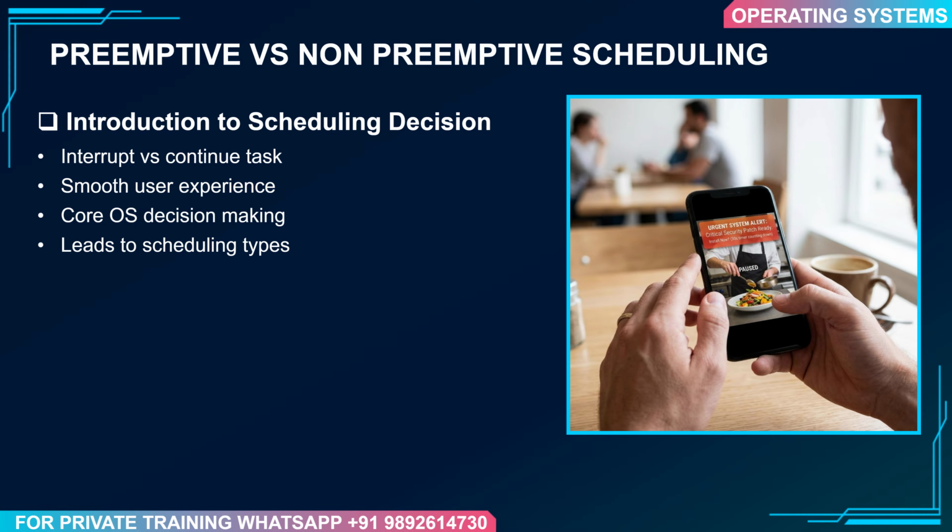But behind that smooth experience lies a very important decision the operating system is constantly making. Should it interrupt a running task or let it finish? That single decision is what brings us to the idea of preemptive and non-preemptive scheduling.